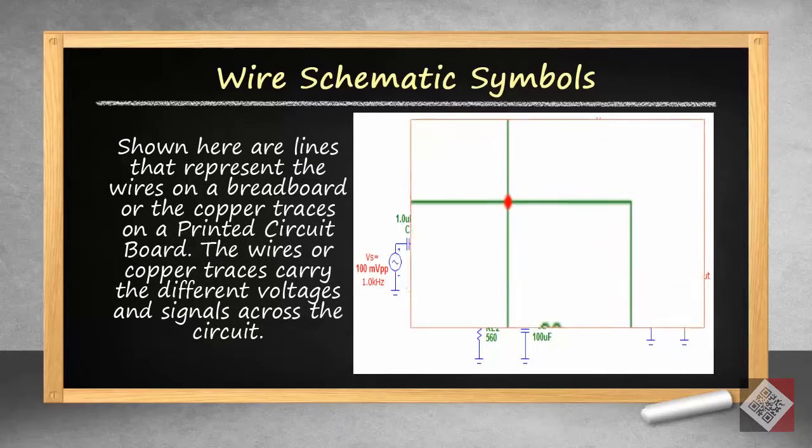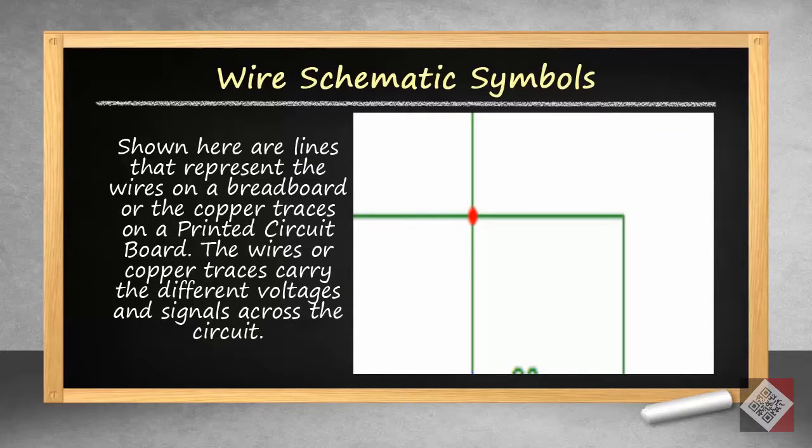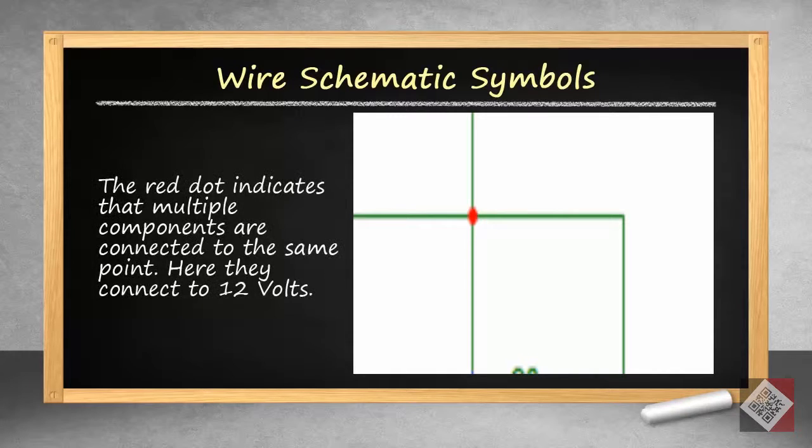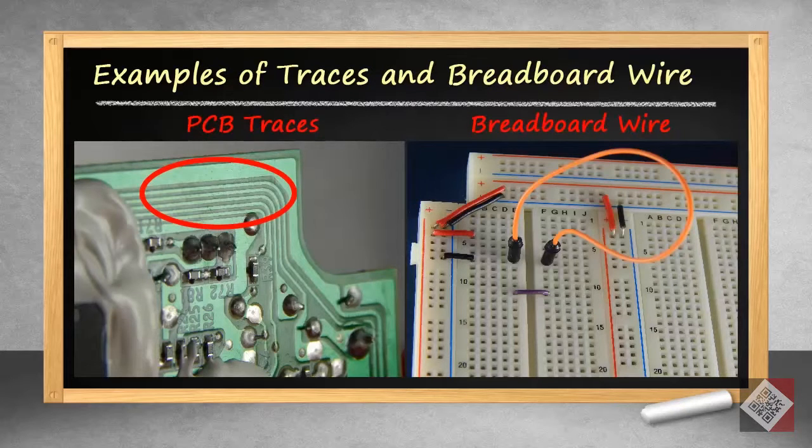Shown here are lines that represent the wires on a breadboard or the copper traces on a printed circuit board. The wires or copper traces carry the different voltages and signals across the circuit. The red dot indicates that multiple components are connected to the same point. Here they are connected to 12 volts. Examples of traces and breadboard wire.